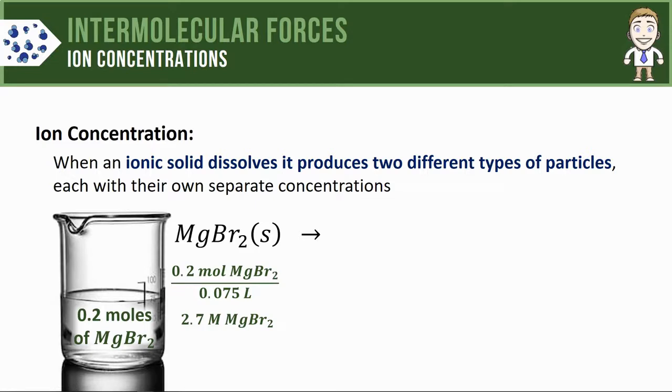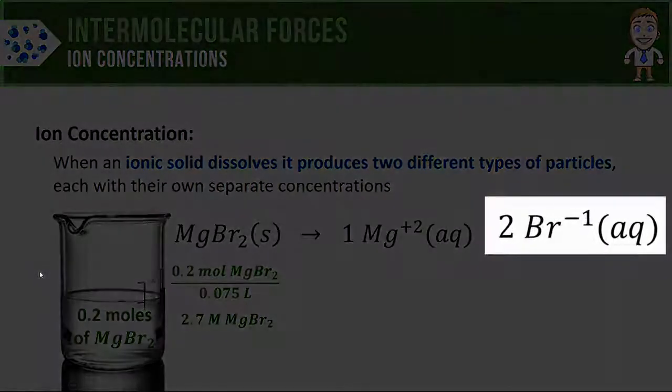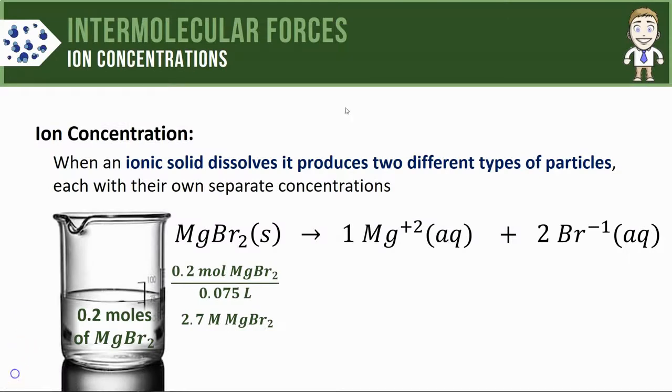Technically, the MgBr2 solid that once existed has been fully converted into Mg+2 and Br- ions. On top of that, we have some coefficients to pay attention to. Every time a formula unit of MgBr2 dissolves, it produces one Mg+2 cation and two bromide anions. Since there's a 1-to-1 ratio between magnesium bromide and the magnesium cation that's produced, there's also going to be 0.2 moles of Mg+2 in the solution, meaning the magnesium cation's concentration is also 2.7 M.